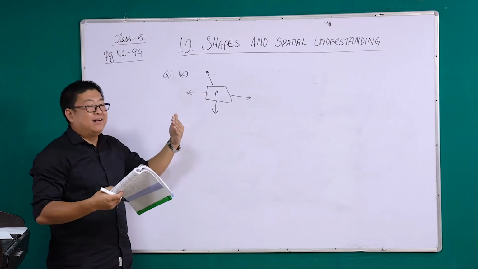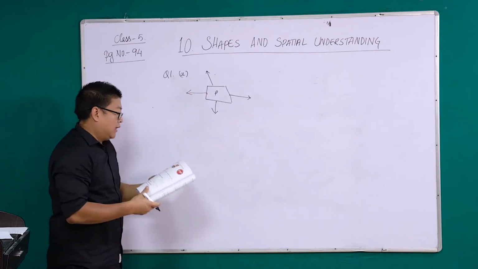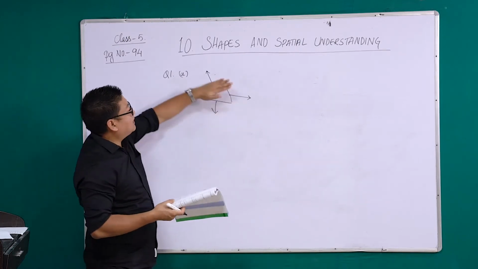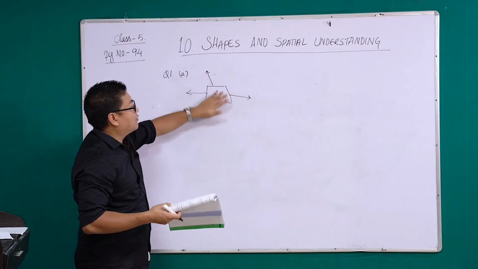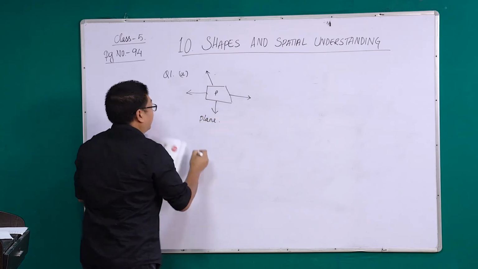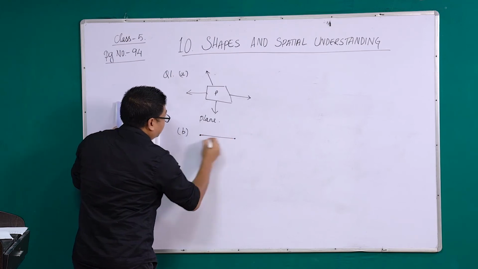So we have already learned that this is not a point. Point means a simple dot. This is not a line segment, but we have learned that plane has a flat surface. So this inner part is your flat surface. So you can call these as plane. All right. For B, they have given us this.